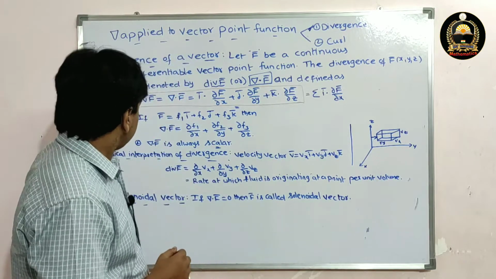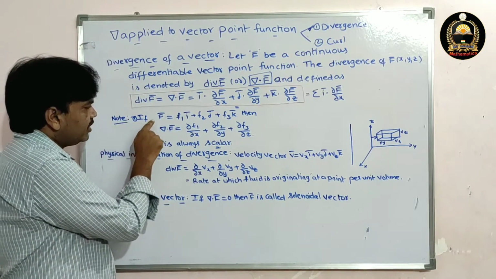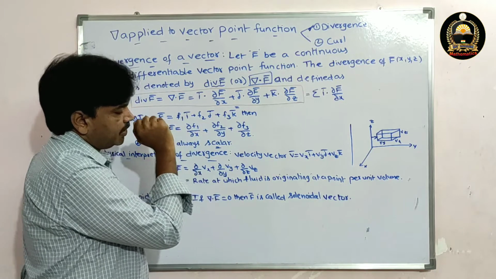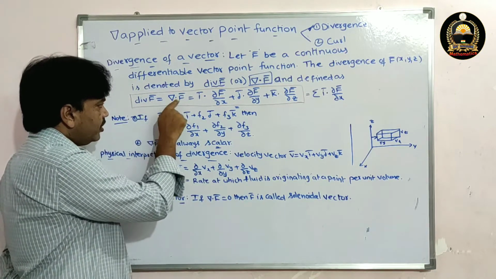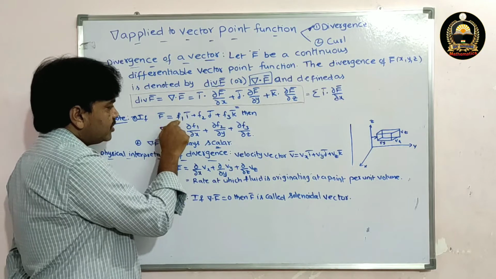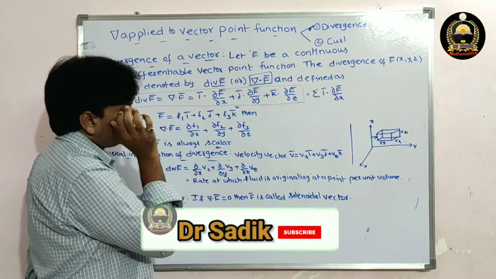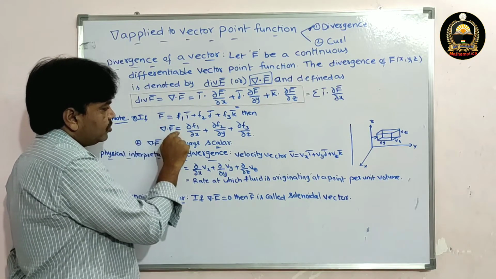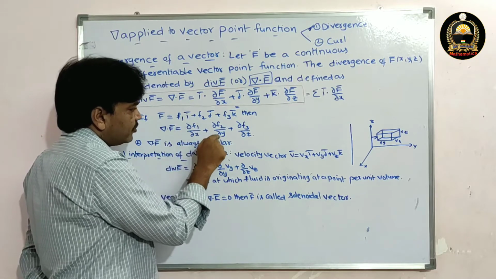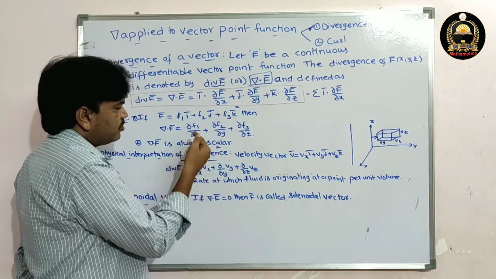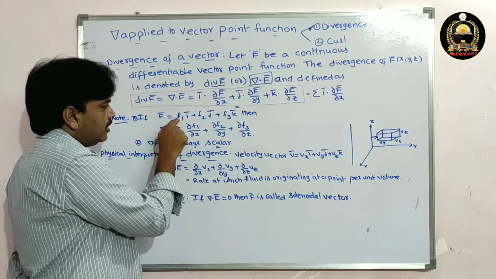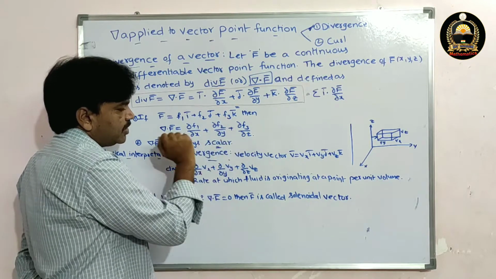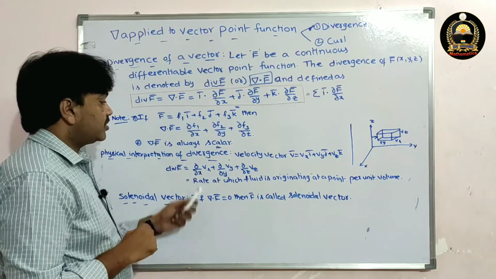Let us note, students: if f bar is equal to f1 i bar plus f2 j bar plus f3 k bar, I want to find del dot f bar. So dou f1 by dou x plus dou f2 by dou y plus dou f3 by dou z. Simply you differentiate partially f1 with respect to x, f2 with respect to y, f3 with respect to z. How can you get this, students?